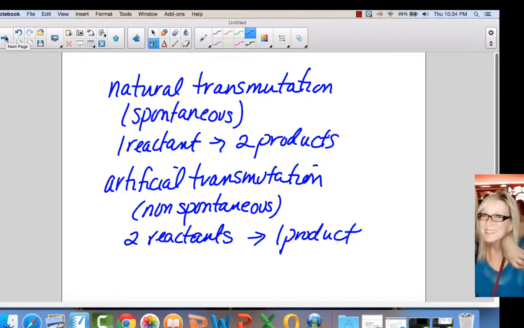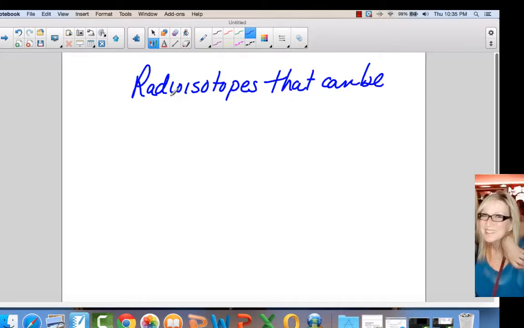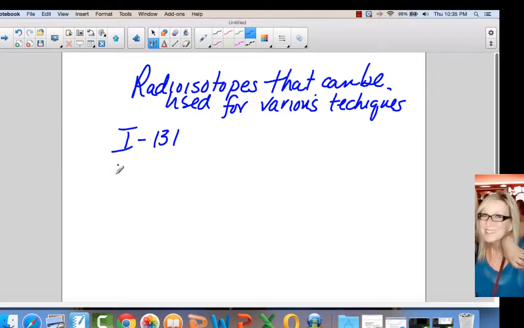The other thing to remember is that there are radioisotopes that can be used for various techniques. Some of the ones that you should know are I-131, U-235, cobalt-60, and carbon-14.